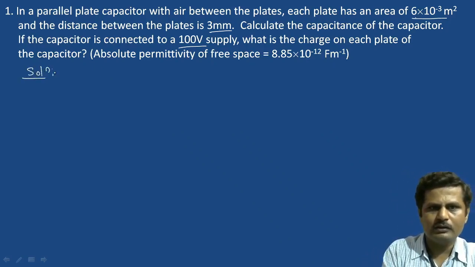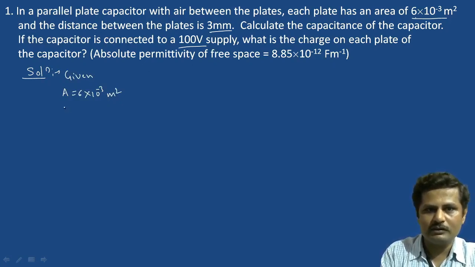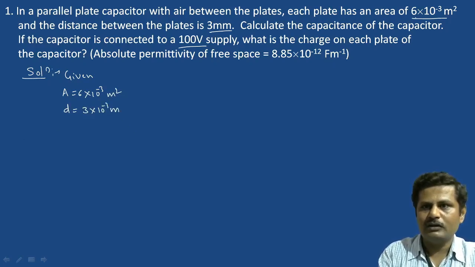The given data is the area of cross section of each plate, as in the problem, is 6 × 10^-3 meter square. Next, the distance between the two plates is 3 millimeter. Milli is nothing but 10^-3 meter. And we need to calculate the capacitance of the capacitor. One more piece of information is the permittivity of free space, which equals 8.85 × 10^-12 farad per meter.